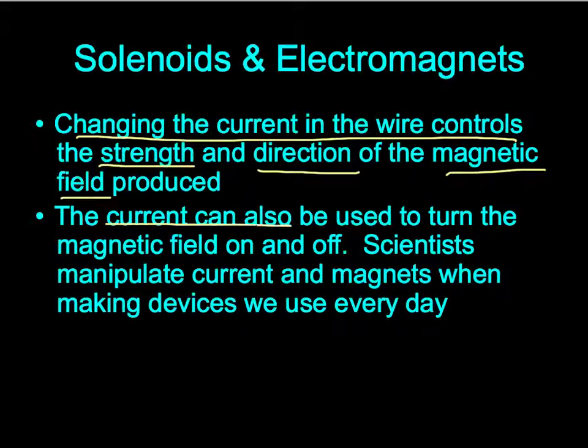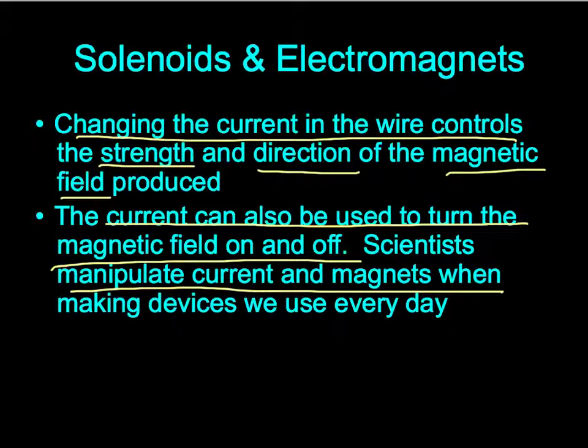The current can also be used to turn the magnetic field on or off. So sometimes we want to have a magnetic field around, sometimes we don't. So a current can be used to turn that on and off. You can manipulate the current and the magnets when making the devices that we use every day.